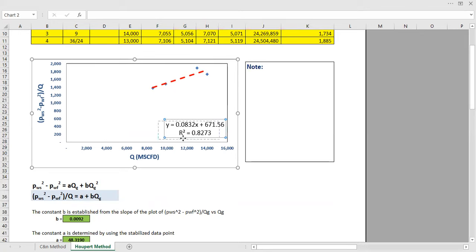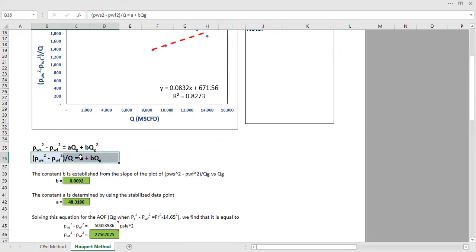All right. So you see here in this equation, we get a value of 0.0832, and the intercept, 671.56. All right, and look at this equation. In my second equation, A is the intercept. Okay, and you can check the note. The constant A is determined by using the stabilized data point.